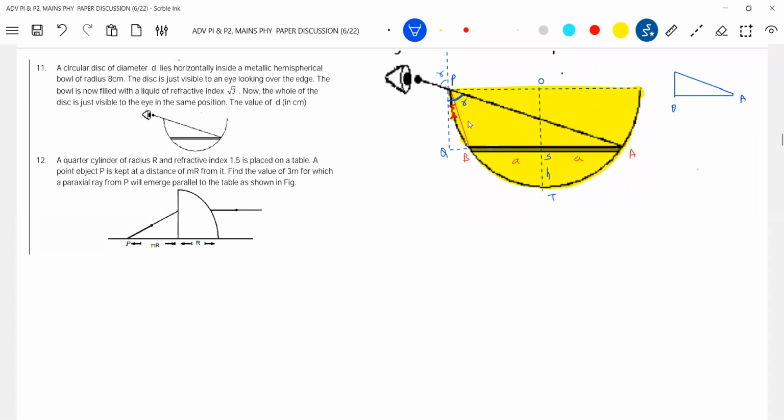This will be A, Q, P. So this should be the R. Then we have one more triangle, P, Q, B. This is R minus H. This QB is what we have to determine. And what is this angle? This is I. So fine, this is the assumption. So okay, now let's get into the mathematical part.